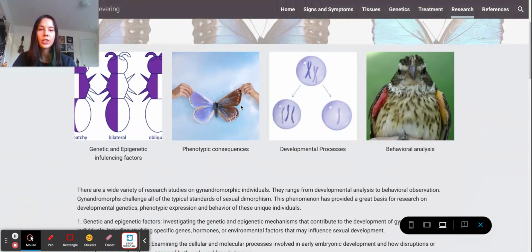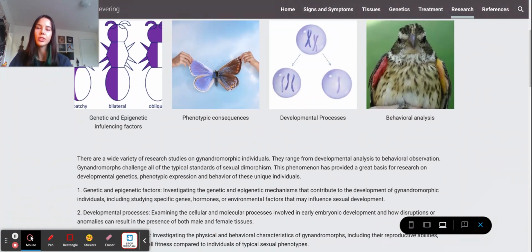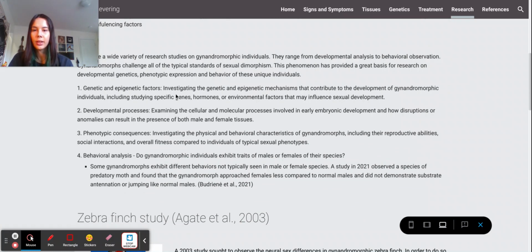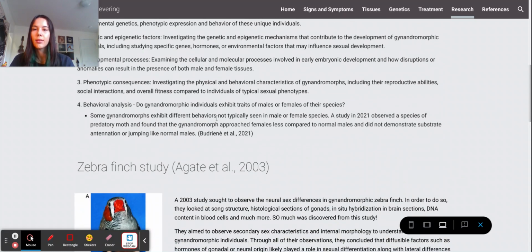Then in the research section, I touch on the main types of research that I found when I was researching this subject and include examples of that, what that means, or just different ways it can be studied.